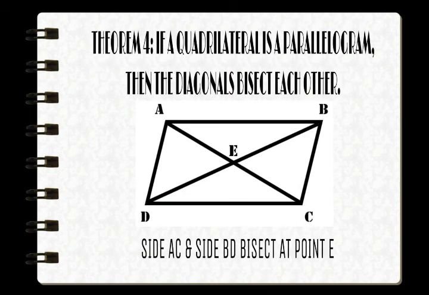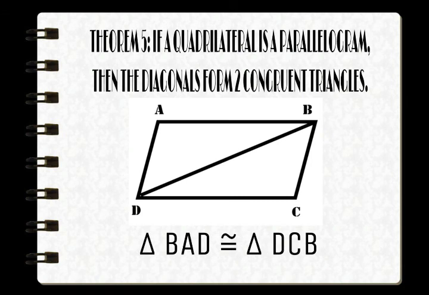Theorem 4. If a quadrilateral is a parallelogram, then the diagonals bisect each other. Theorem 5. If a quadrilateral is a parallelogram, then the diagonals form two congruent triangles.